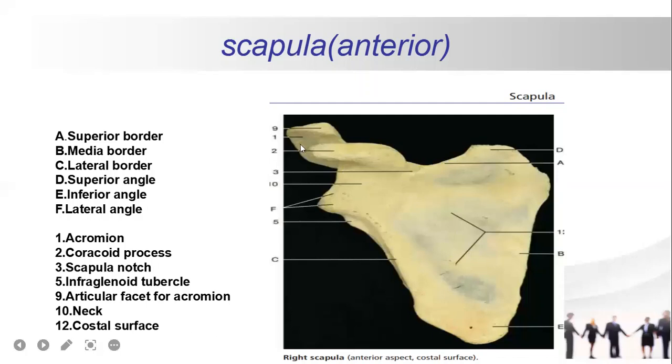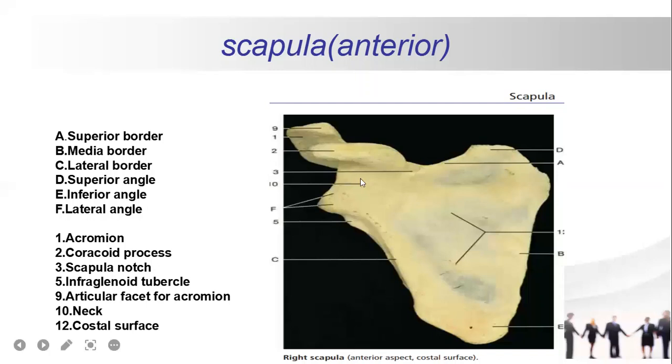Moving to the numbers, number 1 is the acromion. And number 2 is the coracoid process that extends from here to here. In number 3, we have the scapular notch. And number 5, we have the infraglenoid tubercle. That's a rigid piece of bone just below the glenoid cavity. Then we have number 9, which is the articular facet for the acromion, which articulates with the clavicle. We'll be able to check that below as we proceed with our discussion.